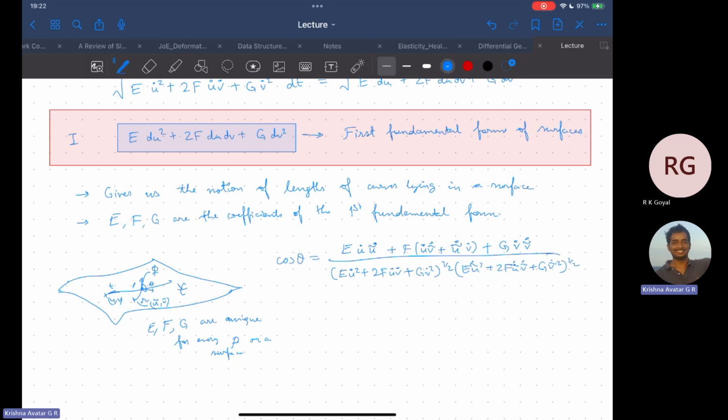So this gives us an angle, and you can clearly see that E, F, and G occur everywhere, in the numerator as well as the denominator. So they are that fundamental.